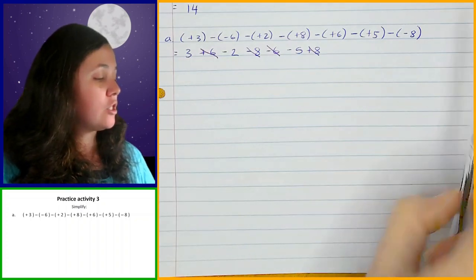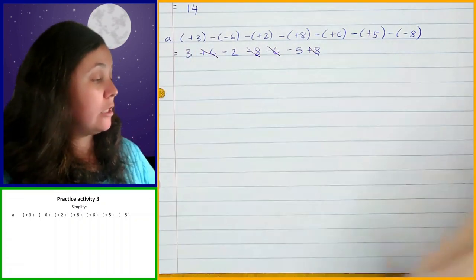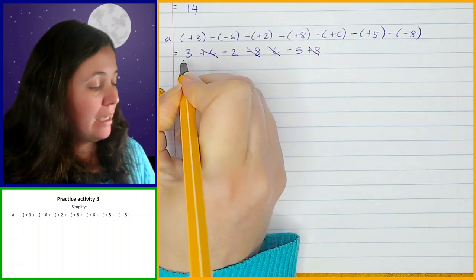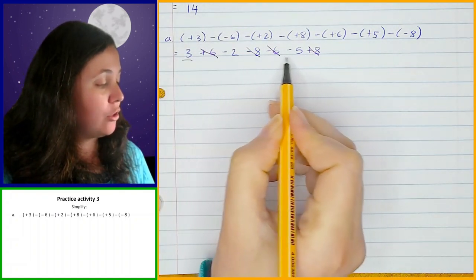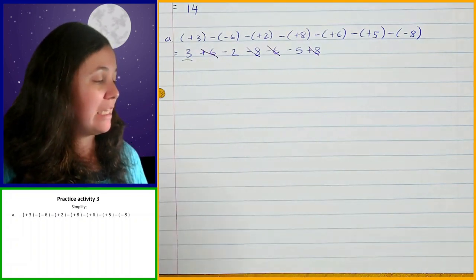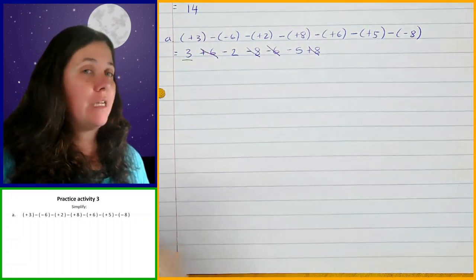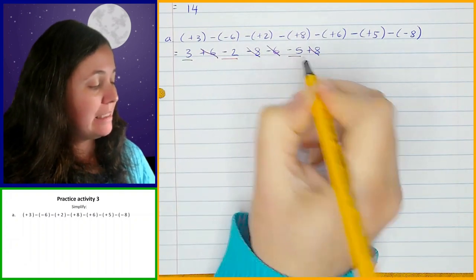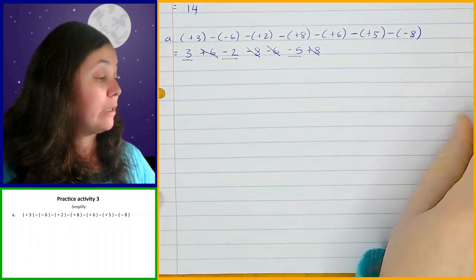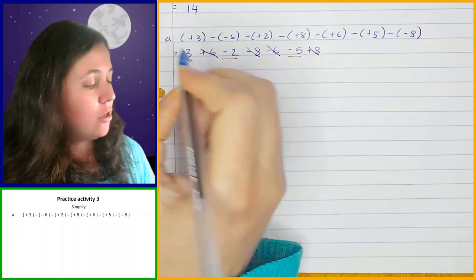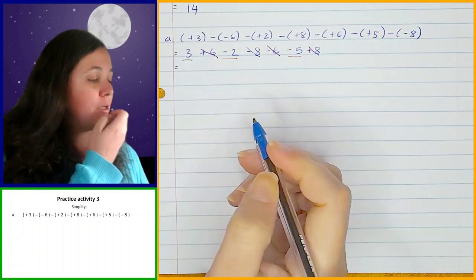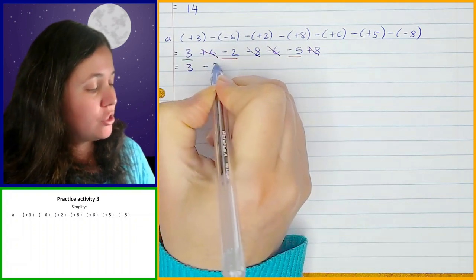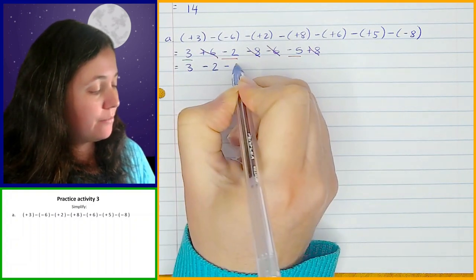Okay, so now I'm going to identify all my positives. So I've got over here positive 3, and it looks like there are no other positives that I couldn't cancel out, rather. Okay, and then my negatives, I've got negative 2 and negative 5, sorry. Okay, so now I'm going to write down all my positives, so that's just the 3 over there, and then I've got minus 2 and minus 5.